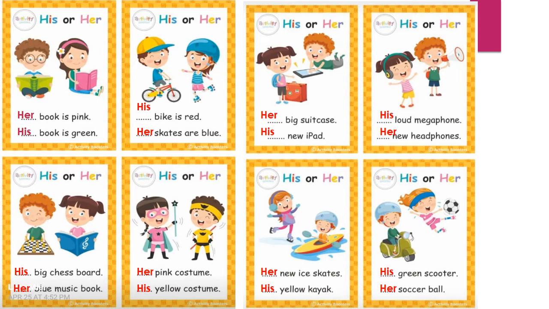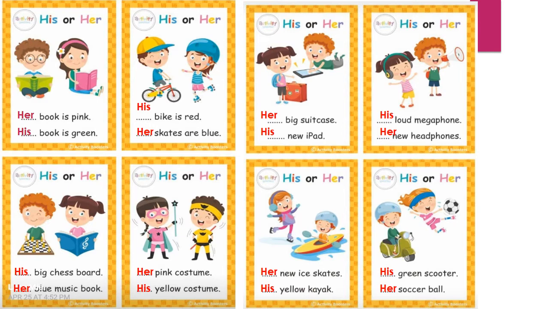Blue music book. Who is holding the blue music book? The girl. So I'm going to put her blue music book. Pink costume. The pink costume belongs to the boy or to the girl? The girl. So her pink costume. Yellow costume. As we can see here, the boy is wearing the yellow costume, so his yellow costume. New ice skates. Who has the new ice skates? The girl or the boy? The girl. So her new ice skates.